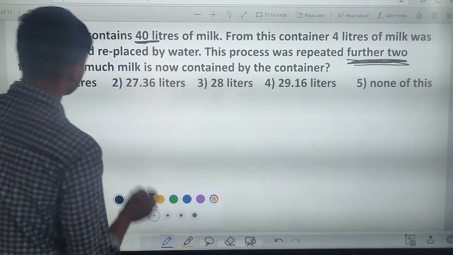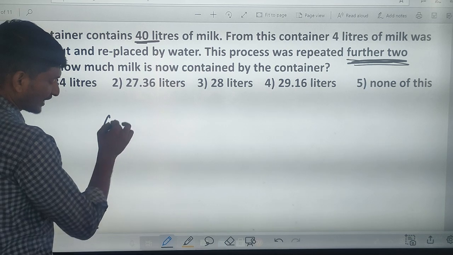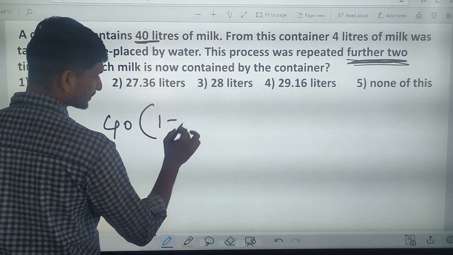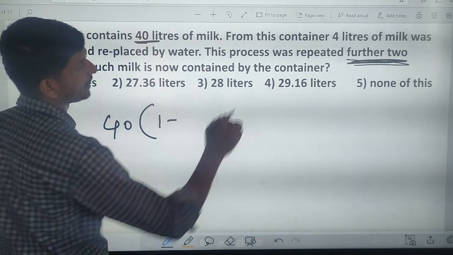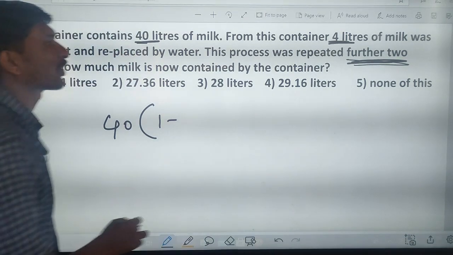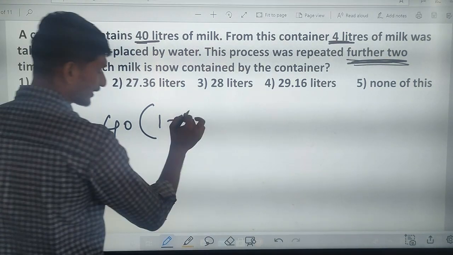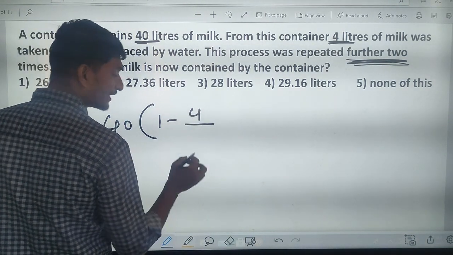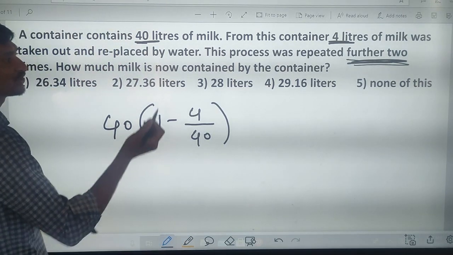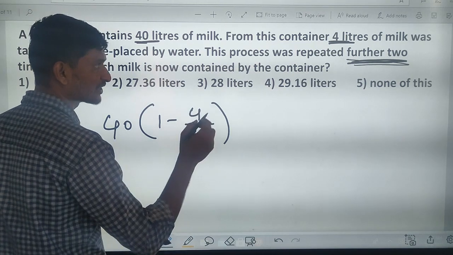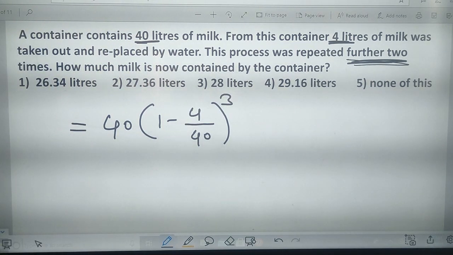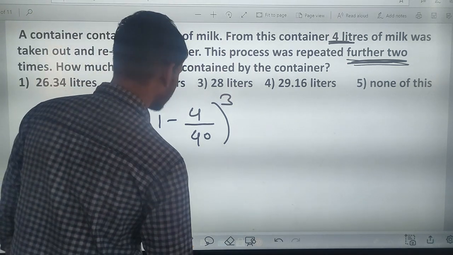Now we find. Total milk is 40 liters. Then 1 minus, how much quantity was taken out? 4 liters of milk was taken out of 40 liters. And this process will be repeated. This process is done 3 times.